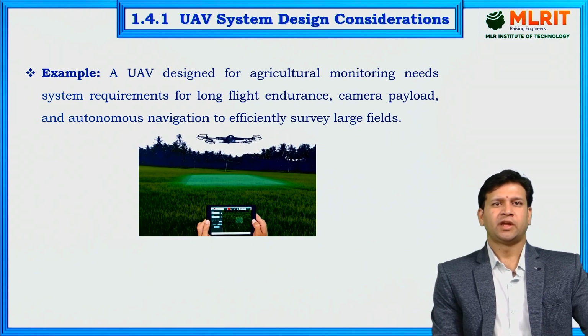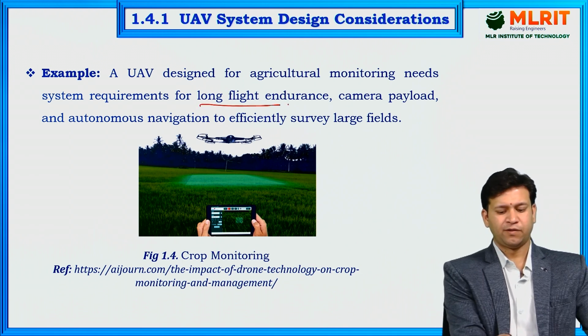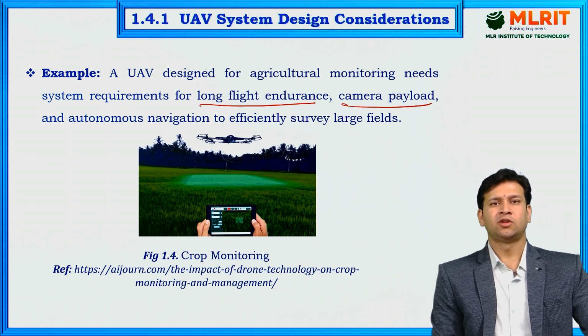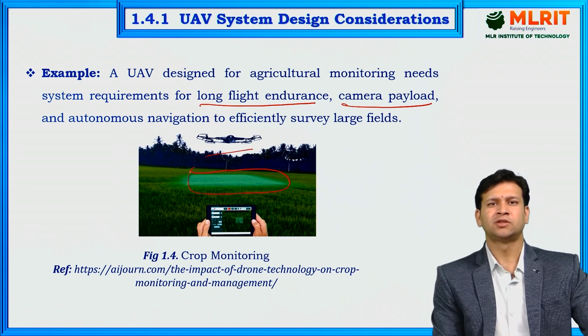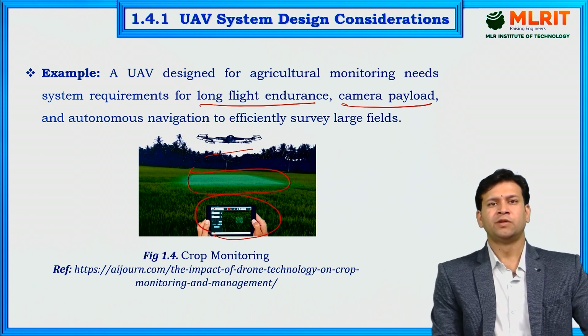Example: a UAV designed for agriculture monitoring needs system requirements for long flight endurance, a camera as a payload, and autonomous navigation to efficiently survey large fields. Here in the image, we can see a drone being used to survey this crop field, and the user has a navigation system through which he is observing the crops.